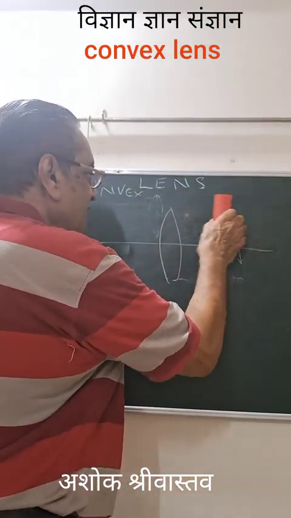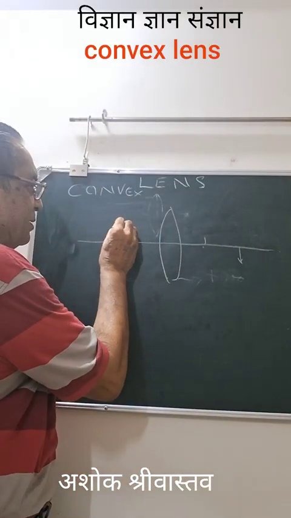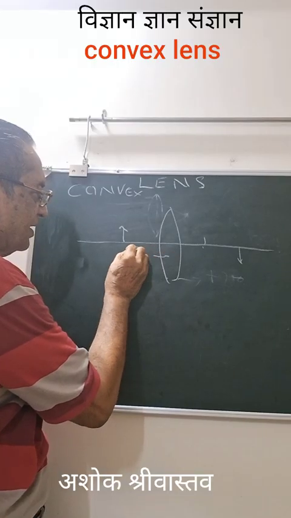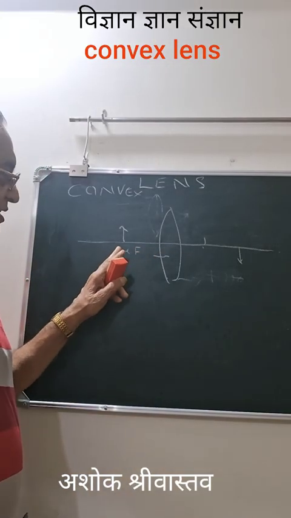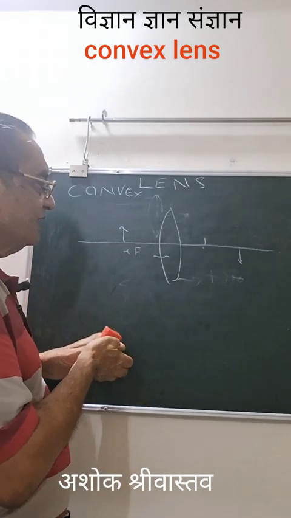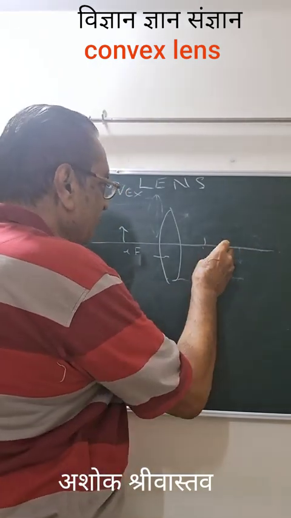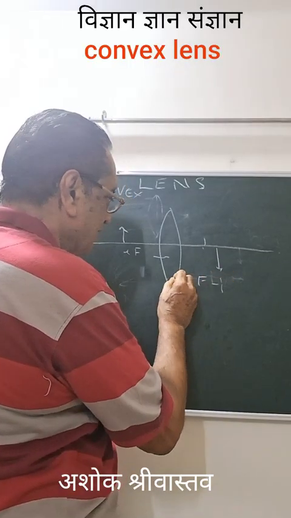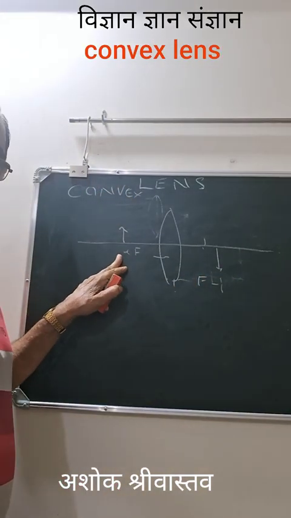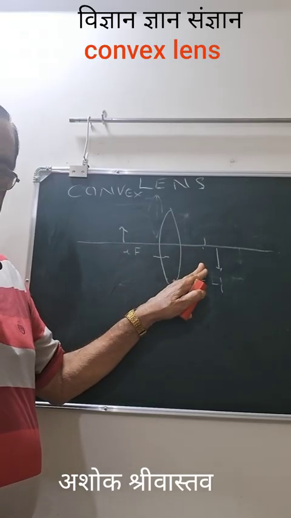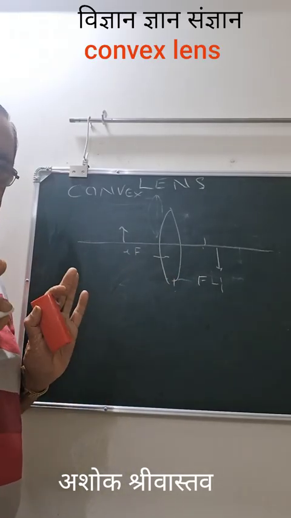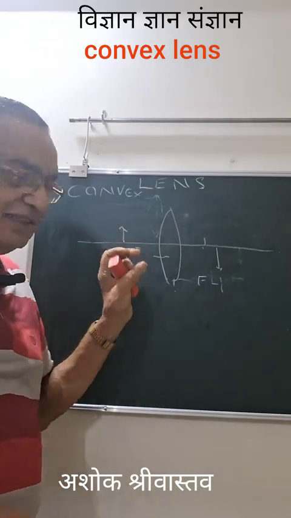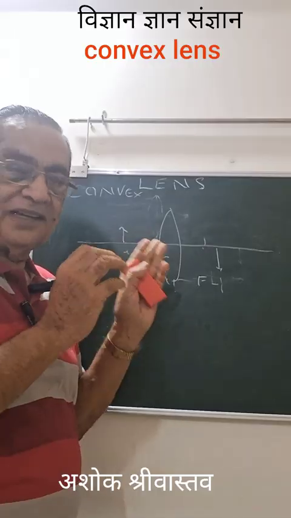What happens if I keep an object at a distance f, that is at the focal distance of the lens? Then the image is also formed at f. If you keep it at f, it is formed at f and it is of the same height. Means there is no magnification. Whatever the size here, whatever the size here, only thing it is an inverted image.